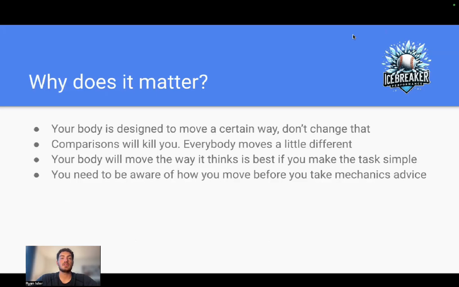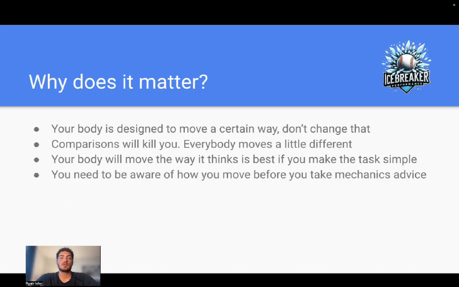So why do all these things matter? Why am I clustering guys into certain groups, right? Your body is designed to move a certain way, and you shouldn't change that. You shouldn't move away from the way that you were designed to move. A lot of times coaches will try to get you to move a certain way because they have seen a big leaguer move that way, or they've heard that that's what they want guys to look like. But if you're not built to do that and you get sent that direction, it's probably going to cause a lot more harm than good.